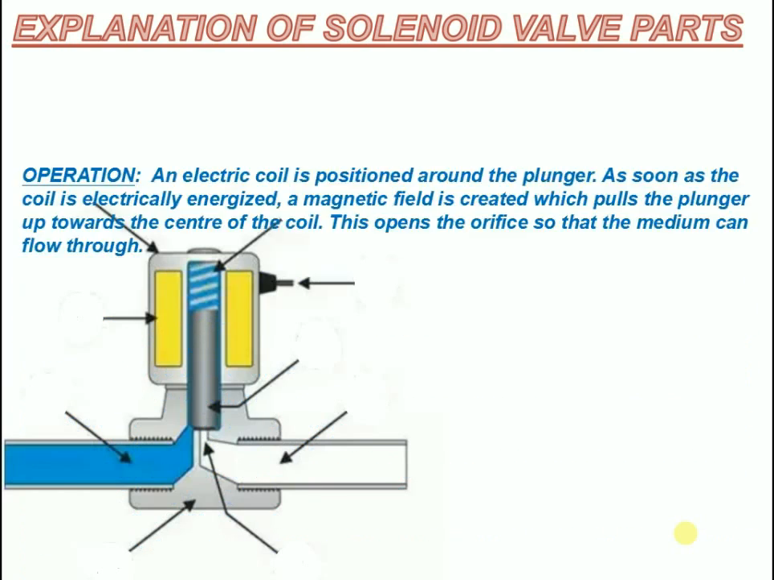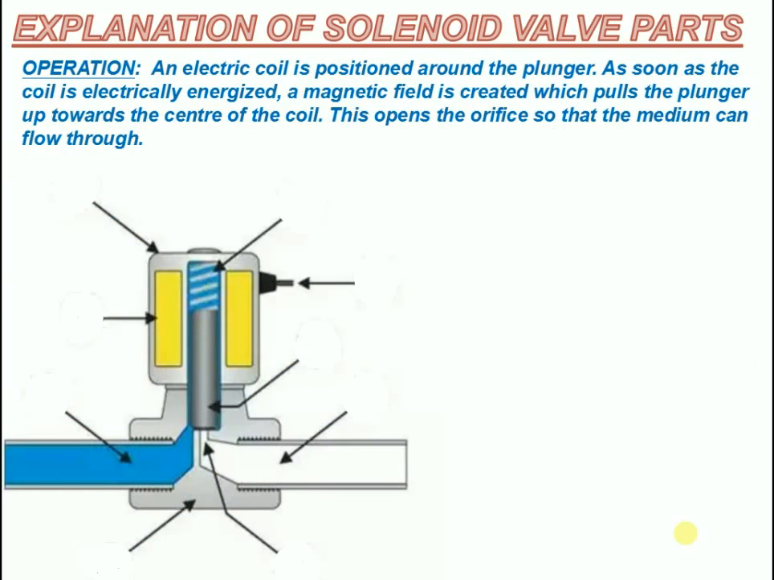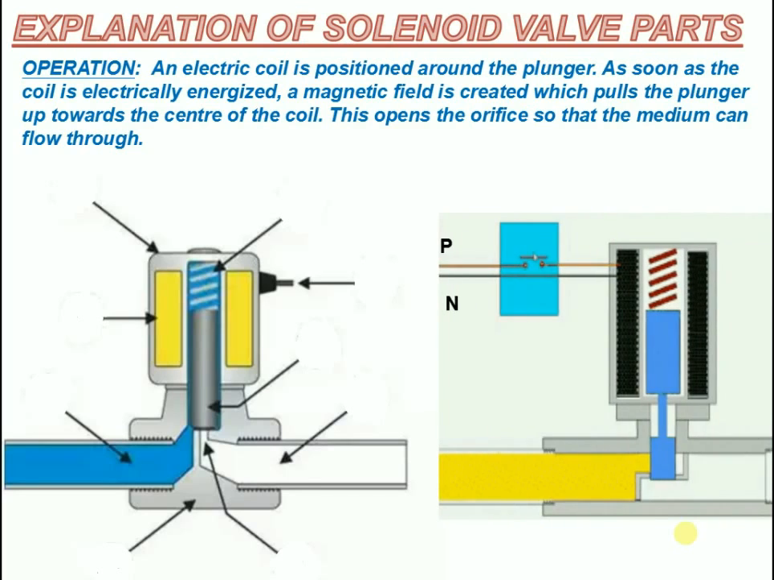An electric coil is positioned around the plunger. As soon as the coil is electrically energized, a magnetic field is created which pulls the plunger up towards the center of the coil. This opens the orifice so that the medium can flow through. Now we will see different parts of solenoid valve.